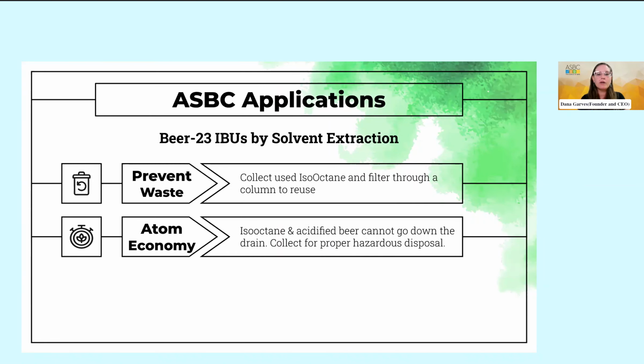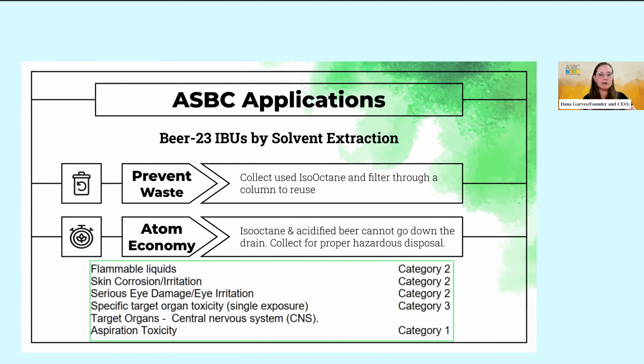And if your waste stream at the brewery is acidic and you're not quite sure why, it could be that your lab techs are dropping that acidified beer down the drain. So please collect your IBU waste and dispose of it properly. These are some of the things that isooctane can target. So it's not a very fun chemical. Reducing your exposures is very good for your health.